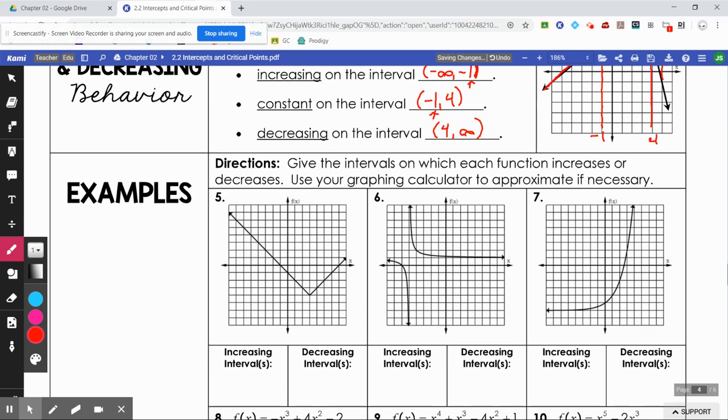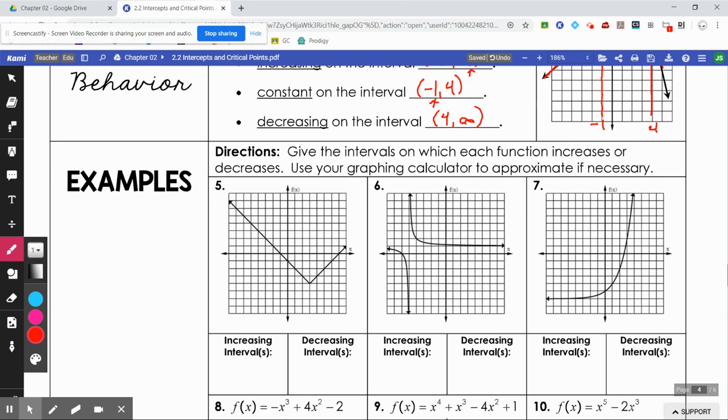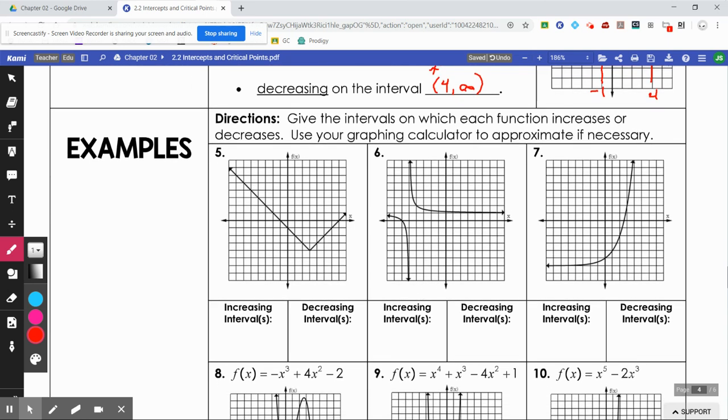Okay, now here's your examples. It says give the intervals on which each function increases or decreases. Use your graphing calculator to approximate if necessary. So number 5, I don't think we'll need it. Let me draw my line dividing this graph. It looks like we are decreasing. Let's start over here with decreasing. We decrease from negative infinity up till the line. And again, we use our x values of the line, so we decrease everywhere from negative infinity to 4. Then we start going uphill at 4, and we increase from 4 to positive infinity.